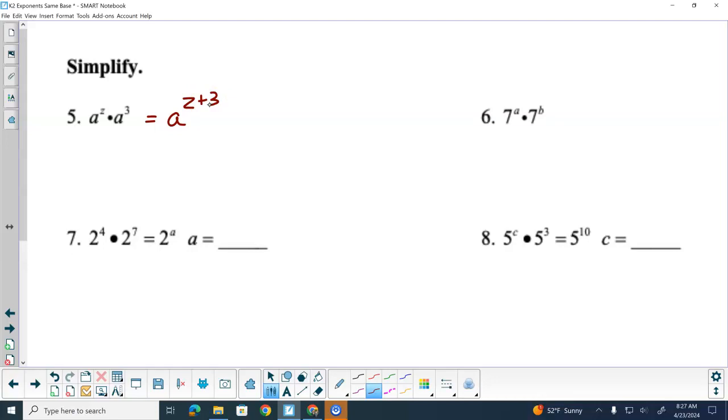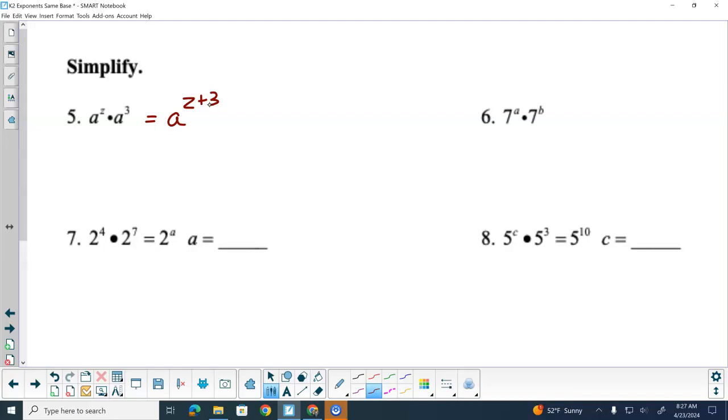Same base in number 6. Yes? Okay, so what can we do with the exponent? We can add them. Yep, okay, so what's my answer going to be?